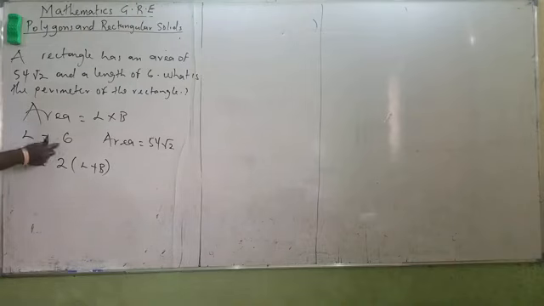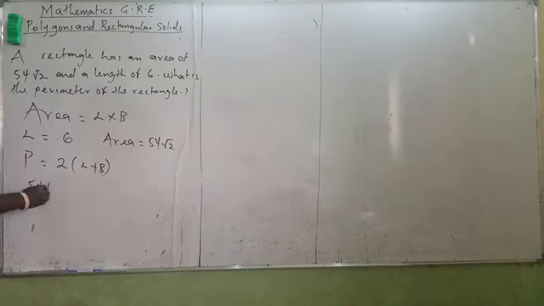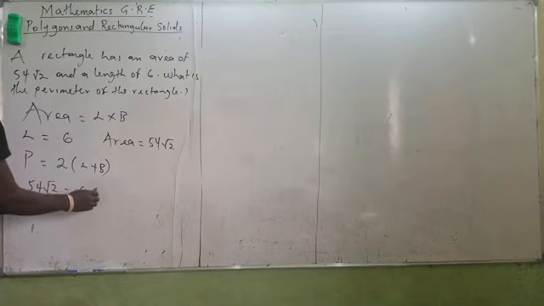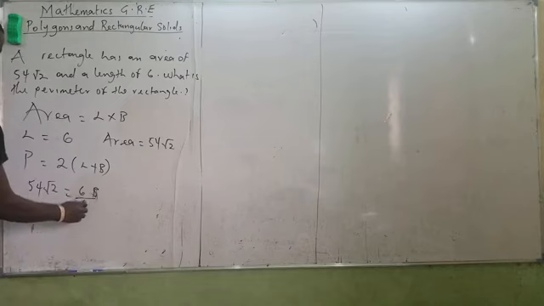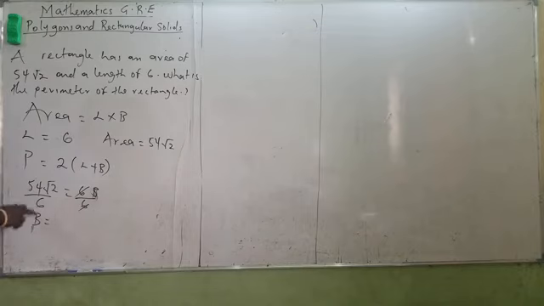Now, what is my length? And you need to find the breadth. It means I'll be having 54 root of 2 equals 6b. If I divide by 6, this will cancel, and my breadth will be equal to 9 root of 2.